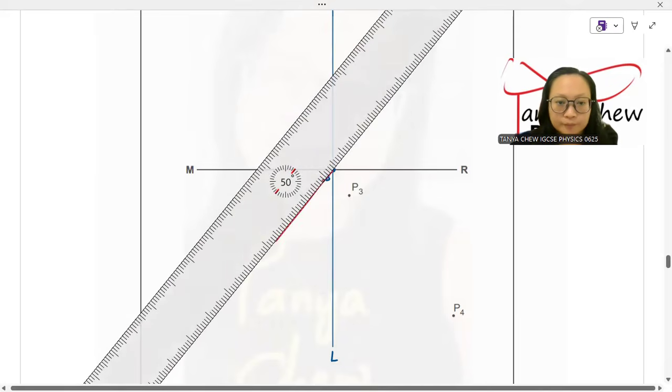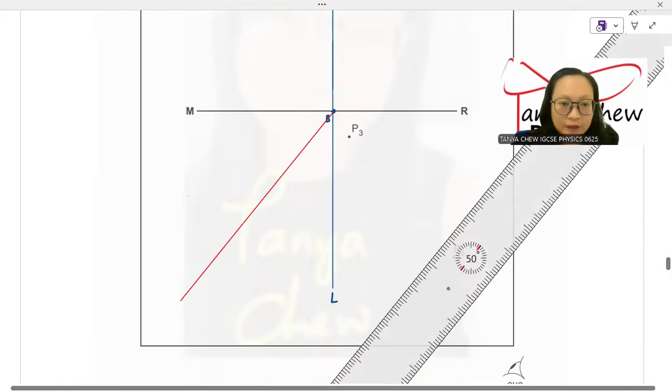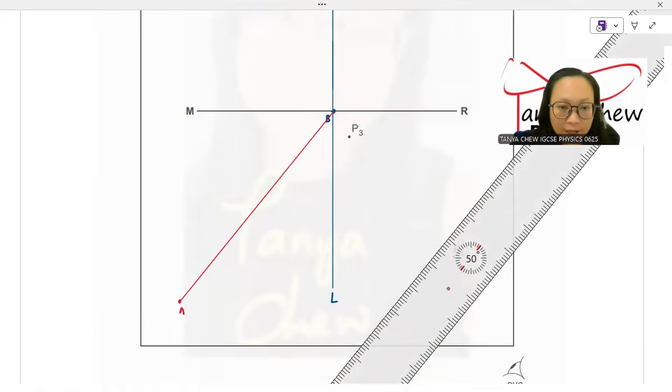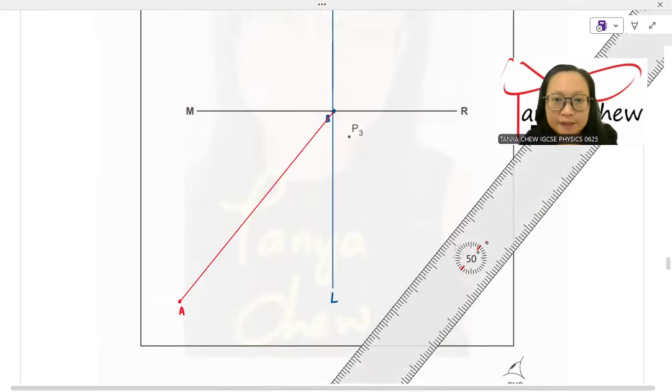Now draw a line and label about 10 cm. So you have to draw longer. So about 10 cm. So the end of the line is called A. Done. And this is 40 degrees.